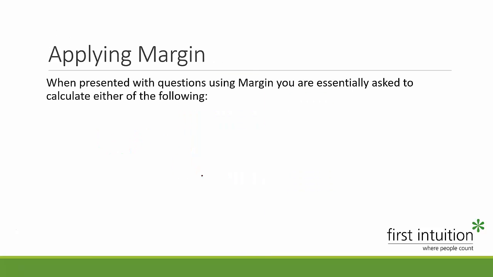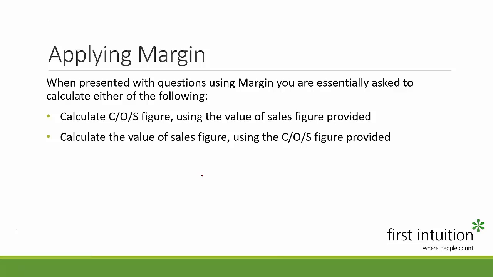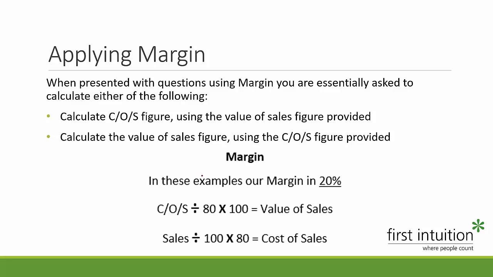When applying margin, we are going to be asked the exact same thing. We will be given a sales figure and need to calculate the cost of sales, or we are given a cost of sales figure and calculate the value of sales. You'll see when we look at the example that there is an incredible similarity in terms of the question. The only difference is that because we're working in margin, we're not working on, for example, 120%. Because our figure is included, we're now working with 80, as you can see there.